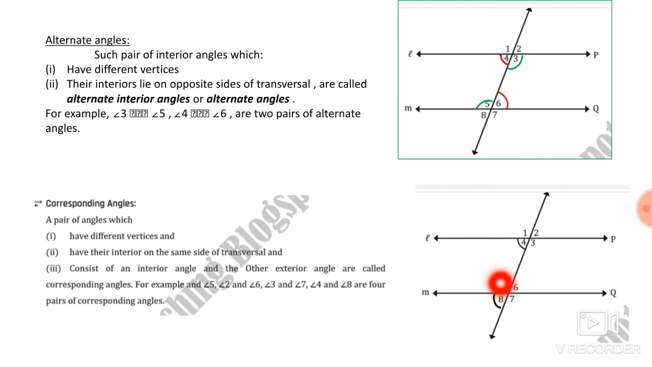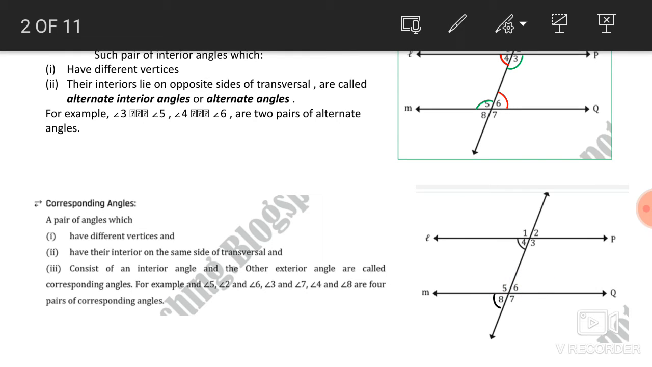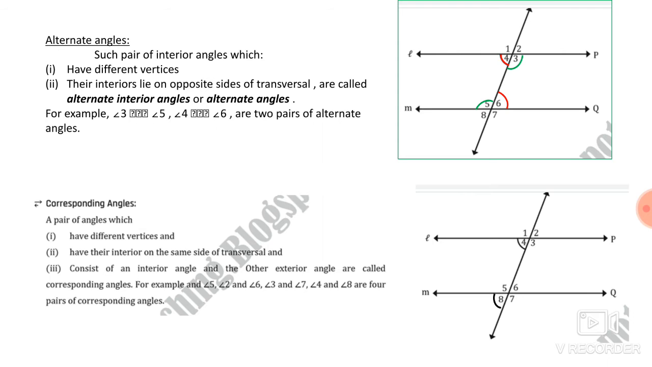Now according to the second condition, corresponding angles have their interiors on the same side. It means we cannot take 6 and 7 because they have interiors on the opposite side. So when looking for the corresponding angle of angle number 1, we are left with two choices, angle number 5 and angle number 8. Now the third condition consists of an interior angle and the other an exterior angle.